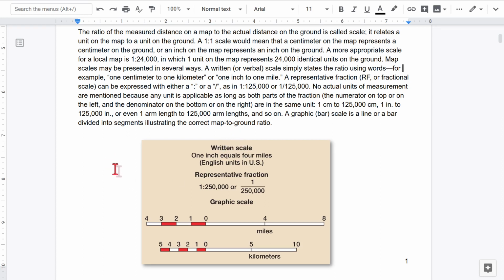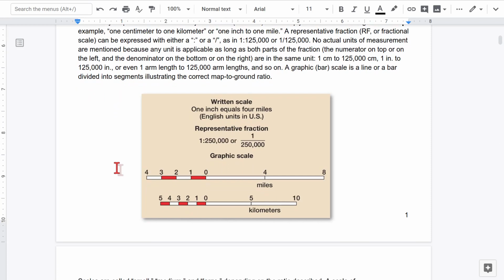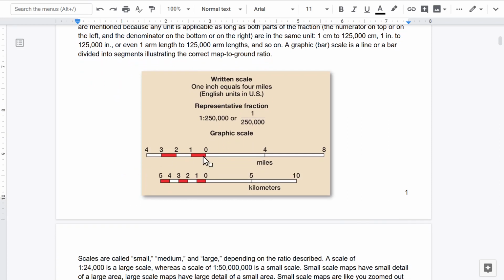And finally, there's a graphic scale or bar scale. Usually bar scales will have larger units on the right and then smaller units on the left. So this is 0 to 4 miles, 4 to 8 miles. And then on the left-hand side, there's 4 miles divided up into 1-mile segments, so you can get a more precise measurement. That's why they include the more precise measurements on the left-hand side.